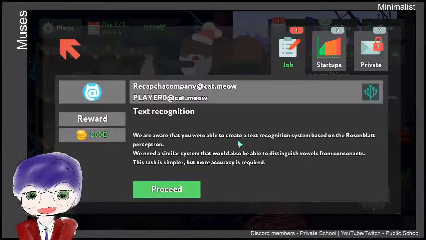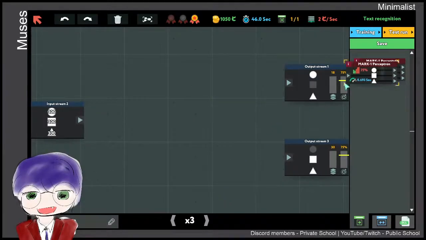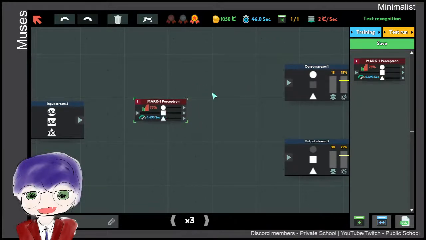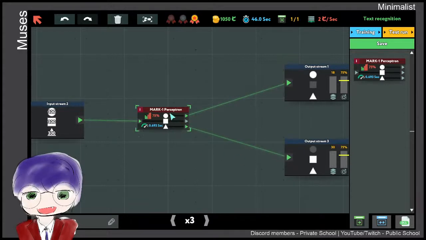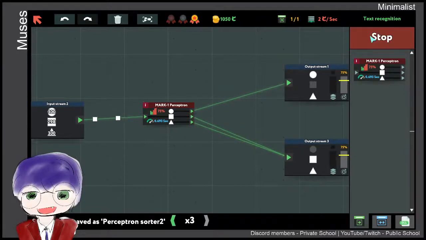Anyway, text recognition. Let's continue. Based on the Rosenblatt perceptron, we need to separate similar vowels from consonants. More accuracy. Okay, so you need higher accuracy. We have only one, and I'm only allowed to use one of them. Oh, okay. So we'll handle this, and we'll go in this direction. Let's do some training.